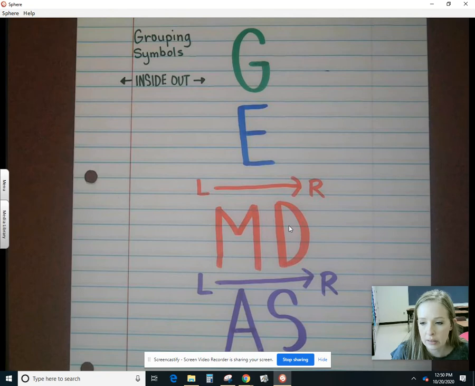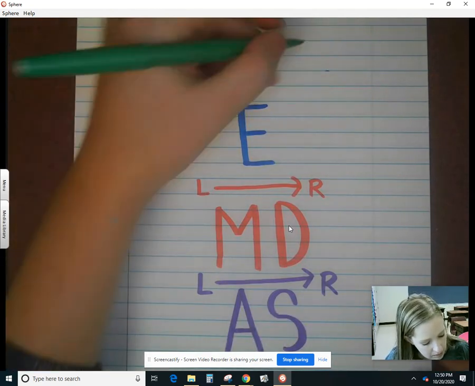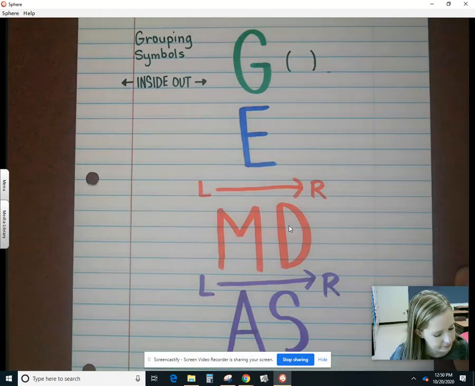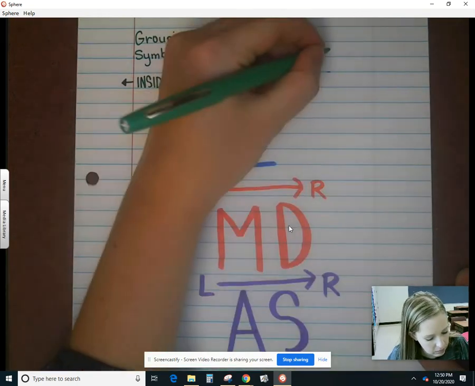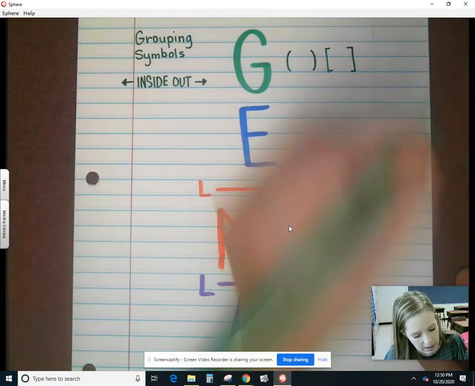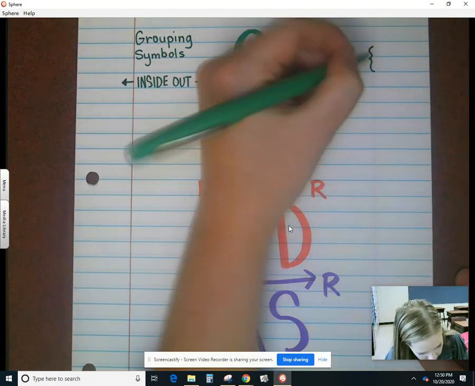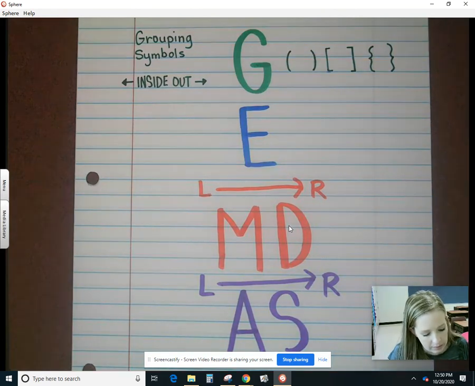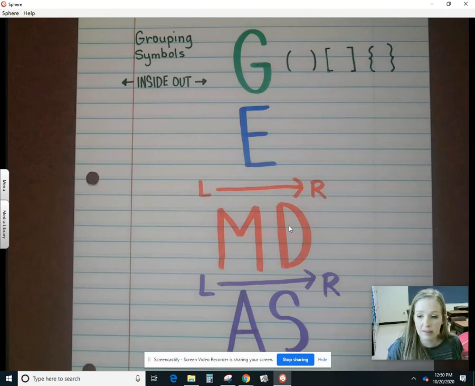And then we can talk about what types of grouping symbols you might see. The most common types of grouping symbols that you'll see are parentheses, but sometimes you might see those called brackets. And then these last ones are kind of hard to draw, but they're called braces. If there is more than one set of grouping symbols, like one inside of another one, you work the one that's inside first, and then you work your way out. So that's the very first thing you do.